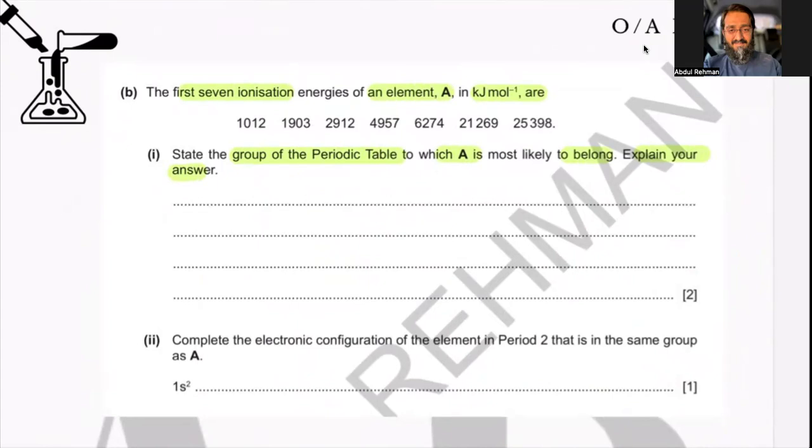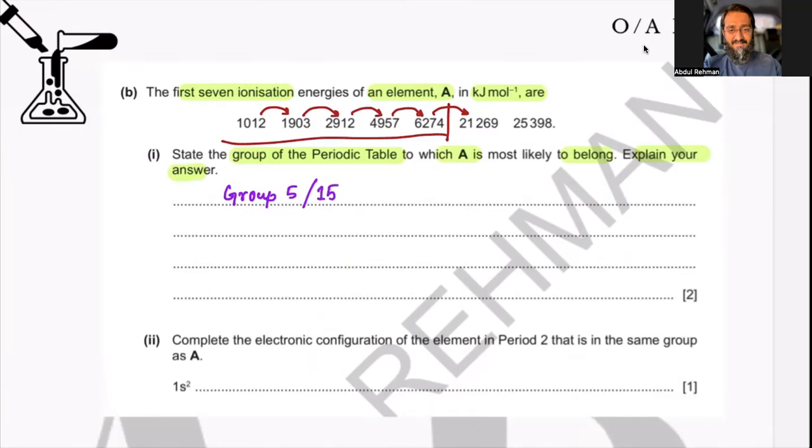If you see, from the first to the second there is a gap of almost 900, then almost 2,000, then almost 1,200, and then over here it's almost 14,000 or 15,000. So it means that these are the electrons which are removed from the outermost shell. If you count, it's 5. So I'm going to mention that it's from group 5 or 15.